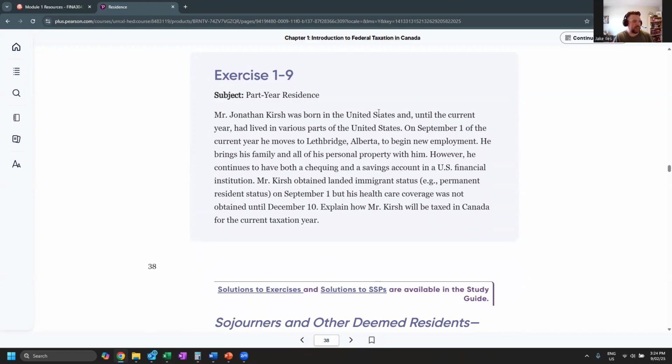Mr. Kirsch was born in the United States and until the current year lived in various parts of the United States. On September 1st, he moves to Alberta to begin employment. He brings his family, all his property. However, he continues to have a checking and savings account in the US. He obtained legal landed immigrant status on September 1st, but his health coverage was not obtained until December 10th. Explain how Mr. Kirsch will be taxed in Canada.